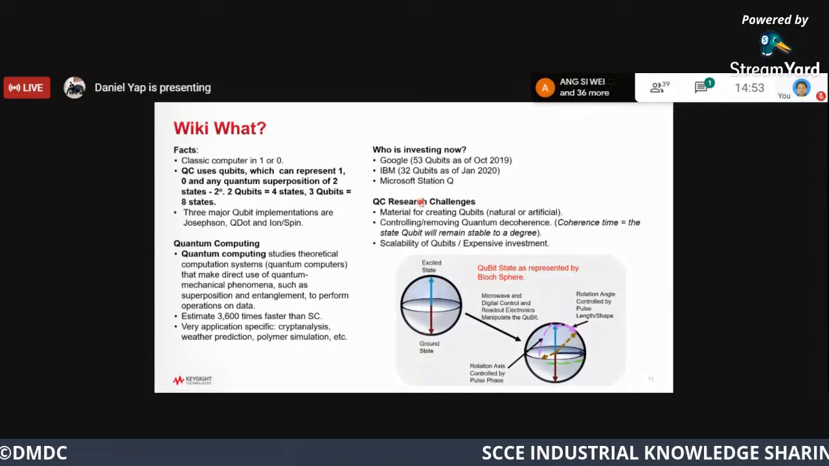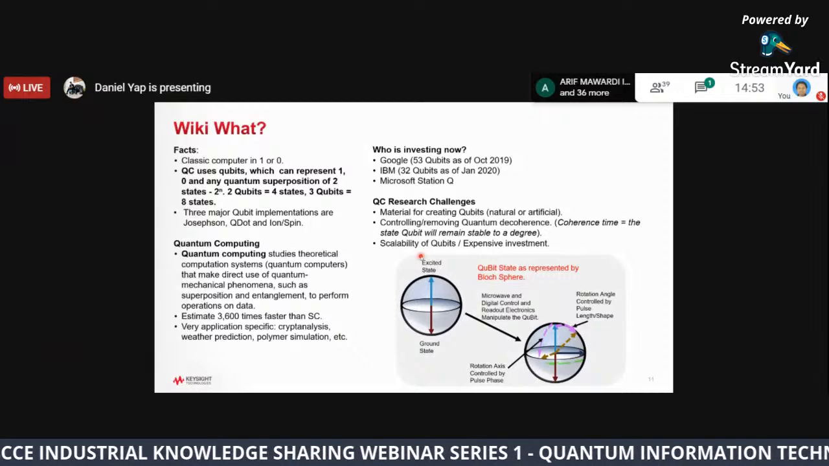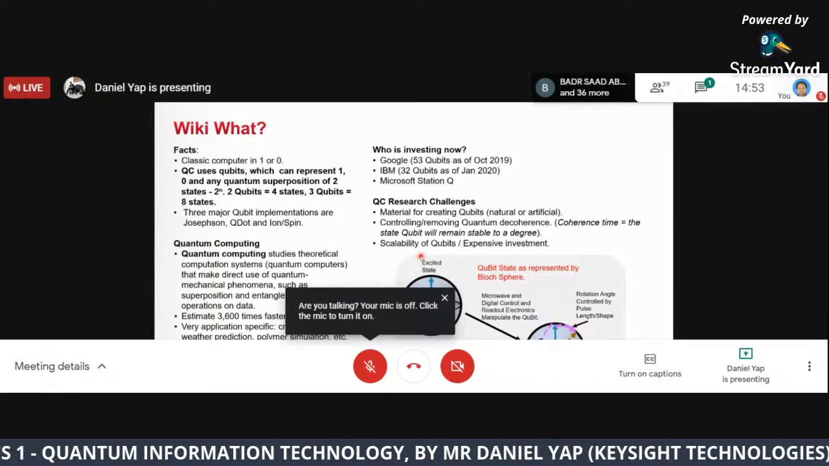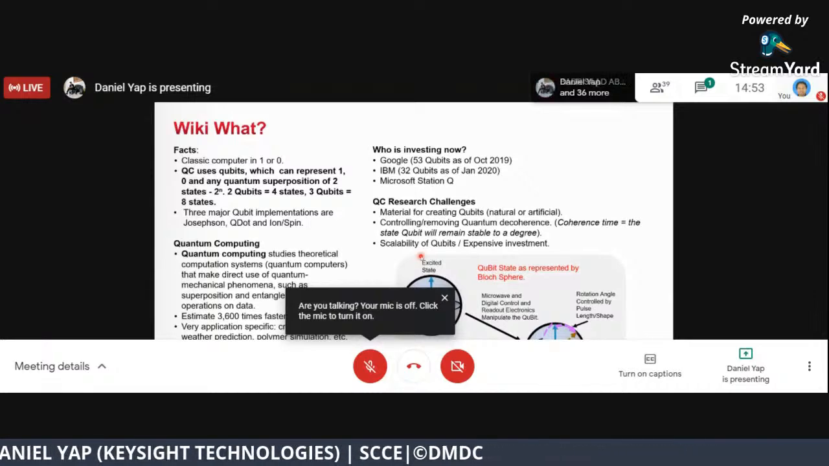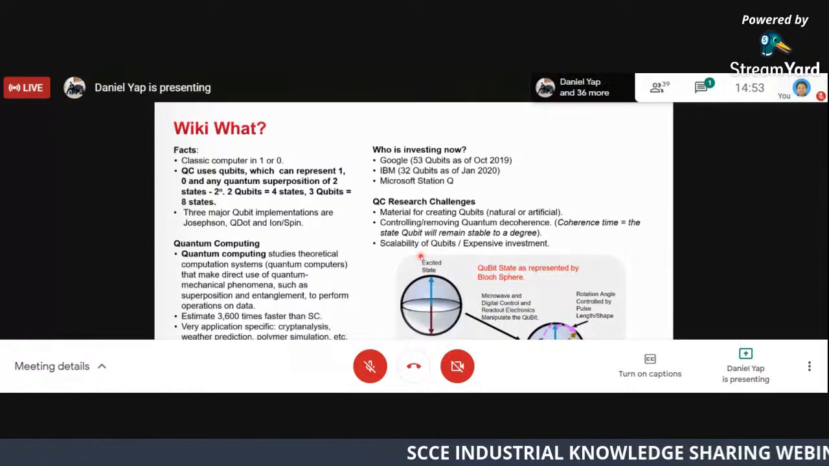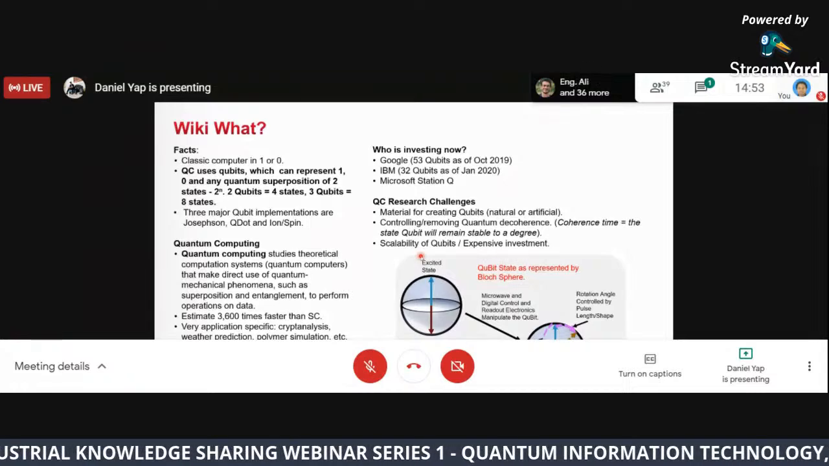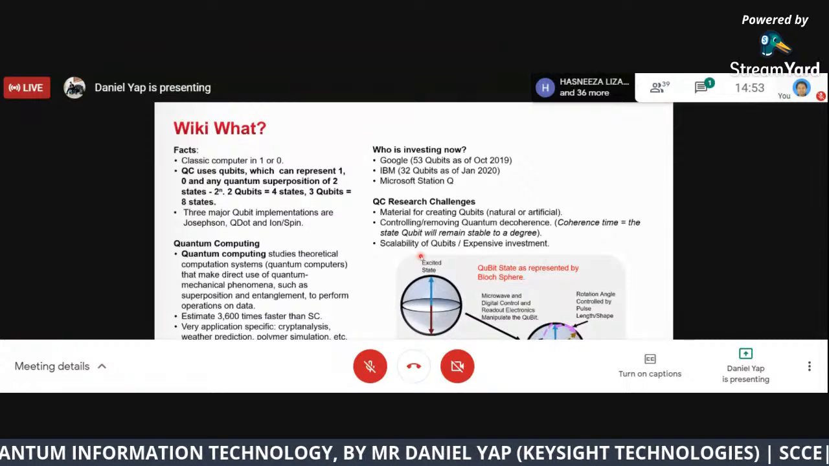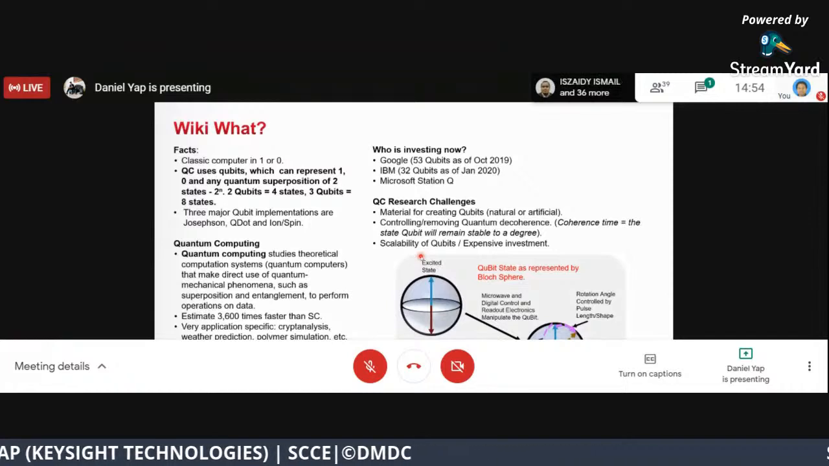And thirdly, scalability of the qubit. Remember, I just mentioned you need about $6 to $10 million just to set up one qubit. What if you are going to build 10? And it's not only money involved, you need a huge space, very, very big space, for the qubit or the quantum computer. I have some pictures I can show you.